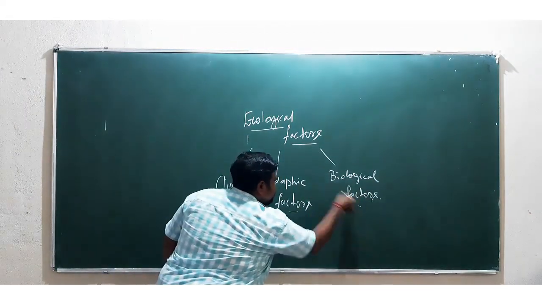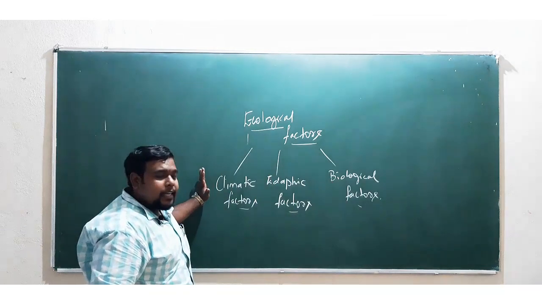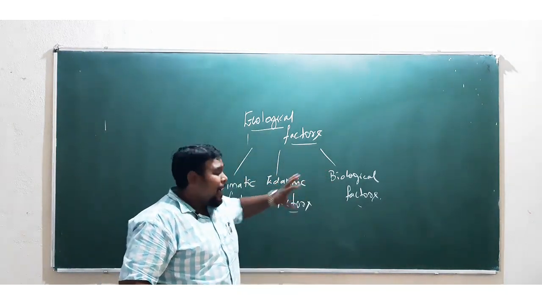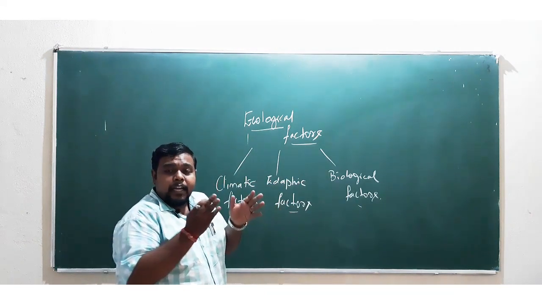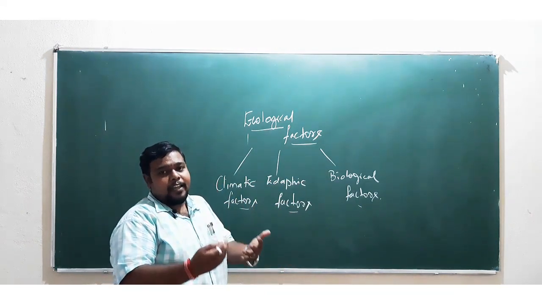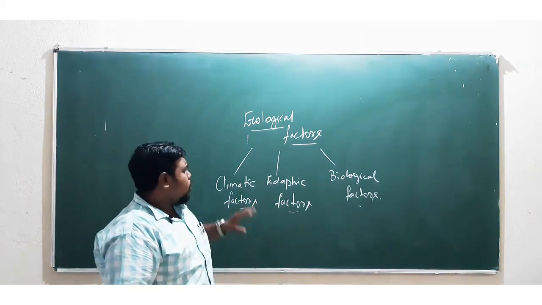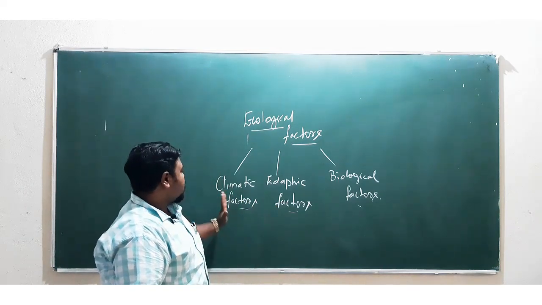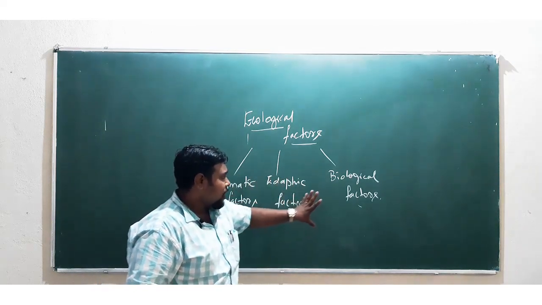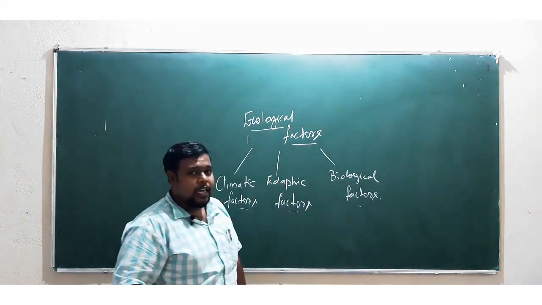Each of these factors, it may be a climatic factor, an edaphic factor, or a biological factor, has an individual influence on a particular plant or an animal living in an environment. So, we will go in a chronological manner. First we will learn about climatic factors, then edaphic factors, and then biological factors.